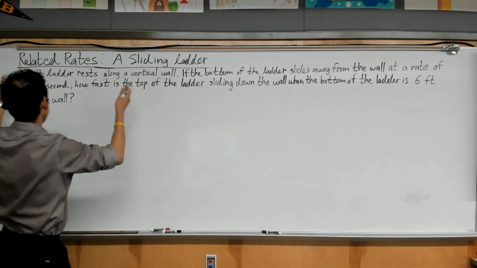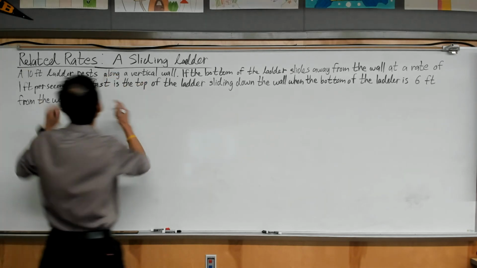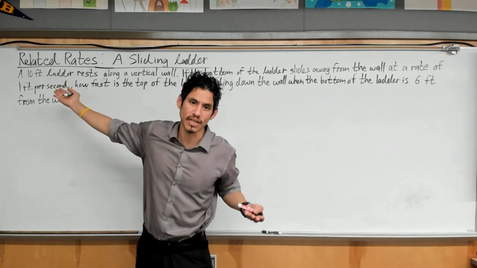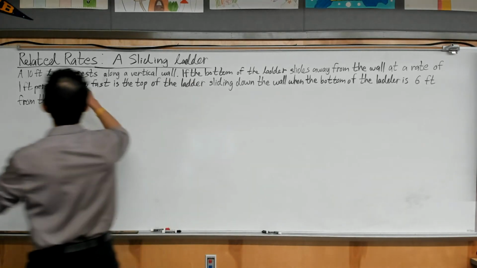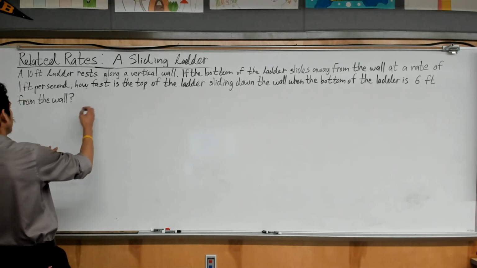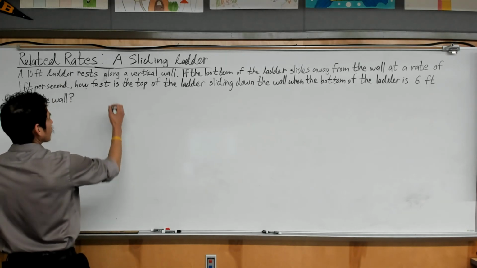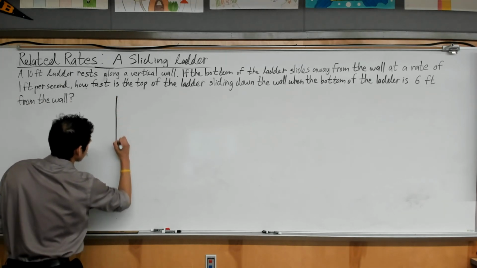So let's just draw this first. Sometimes you would think, oh, is it 1 foot per second? It's 1 foot per second too, but it's not. So let's draw a wall, and this wall will look like a vertical line.